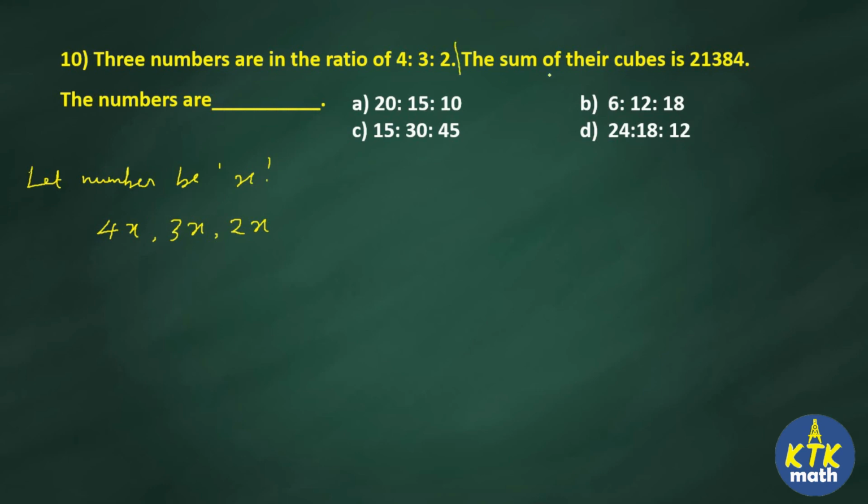Now what they gave is the sum of their cubes, the sum of these numbers' cubes. So I'm going to find the cube of these numbers, that is (4x) the whole cube. Try to understand, I'm not writing 4x cube, I'm writing 4x the whole cube. And then plus. Why am I using plus here? Because in the question they mentioned sum, therefore (3x) the whole cube and then plus (2x) the whole cube, which is given as 21,384. That is this statement written as an expression. So these numbers are cubed and then the sum is 21,384.